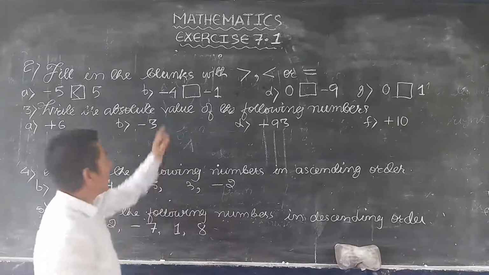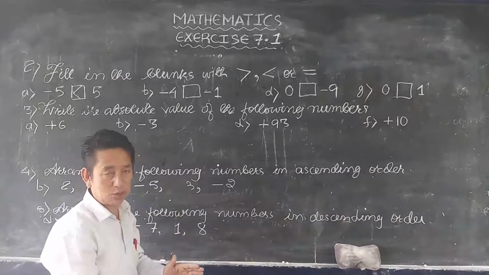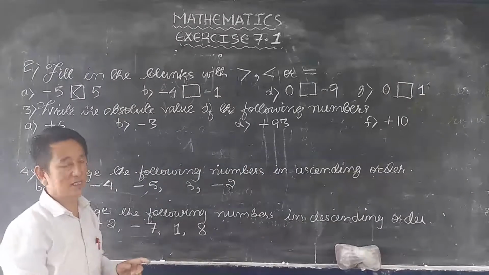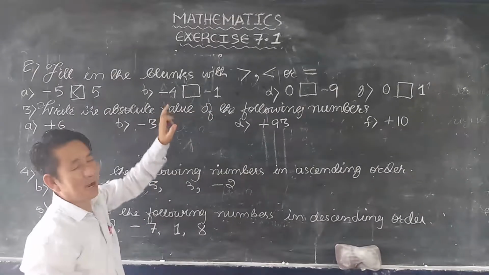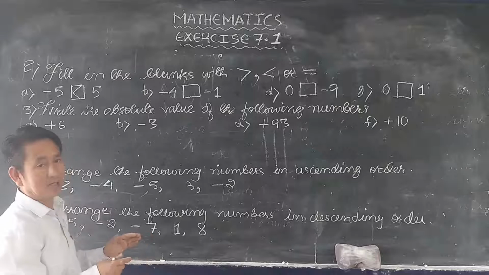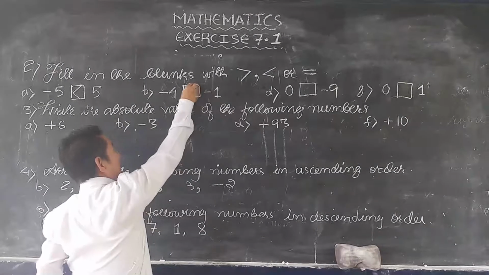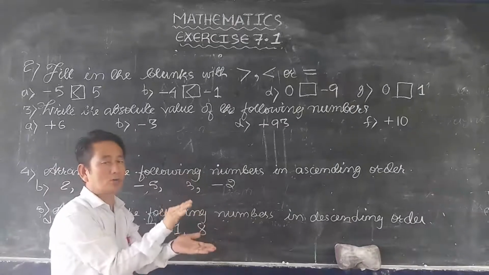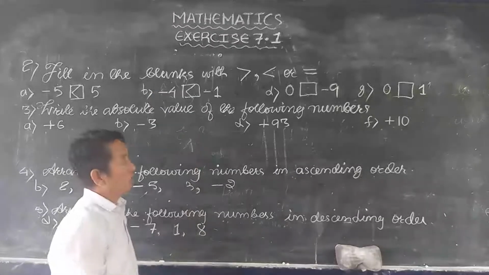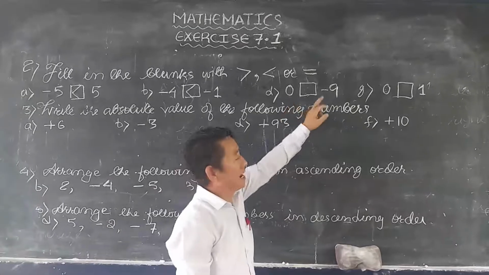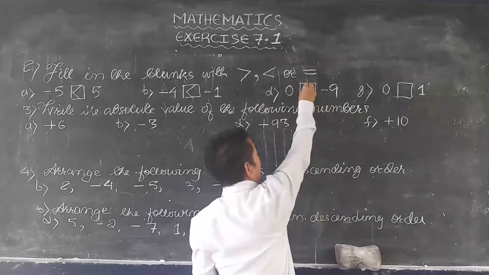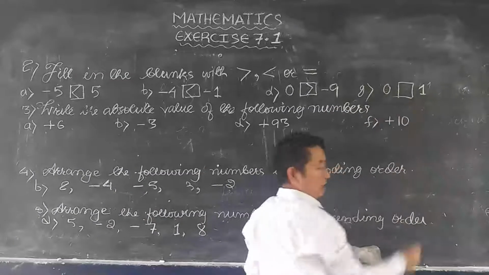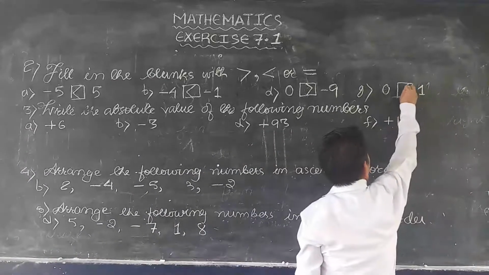Now next here, minus 1, minus 4. As I already told you, on the number line, when you move from right to left, the values of the number decrease. Here minus 1 is greater than minus 4, or minus 4 is less than minus 1. So we'll turn the pointed end towards minus 4, or we'll turn the crocodile mouth towards the greater number. So here next, 0 and minus 9. So 0 is greater than minus 9. Here 0 and 1. 1 is more than 0.